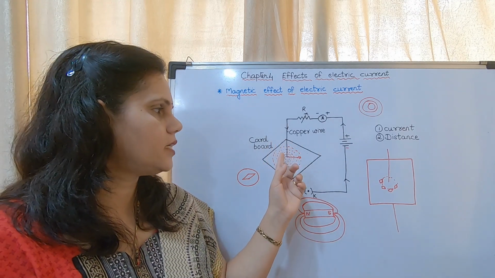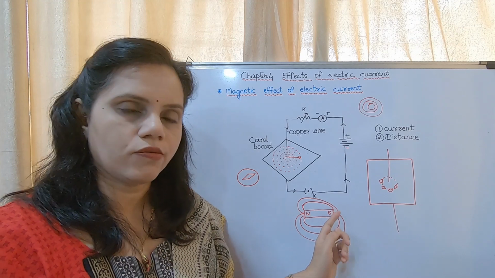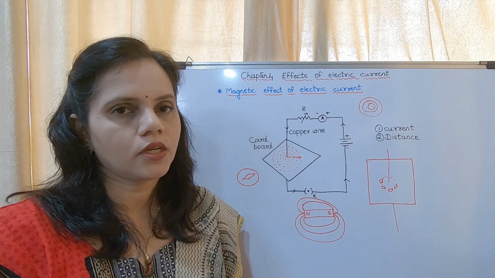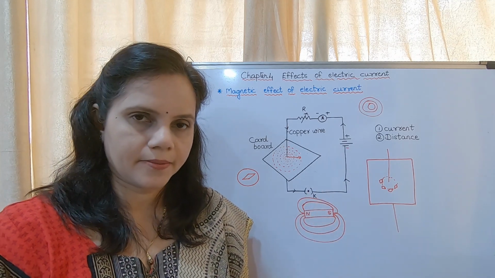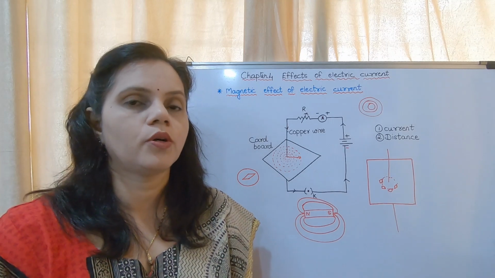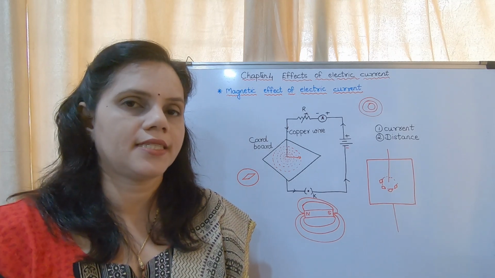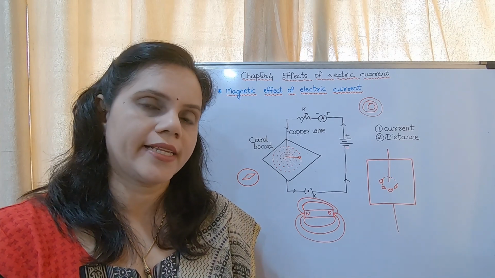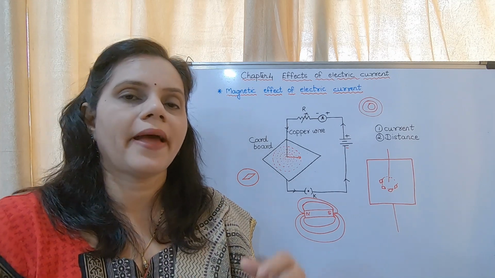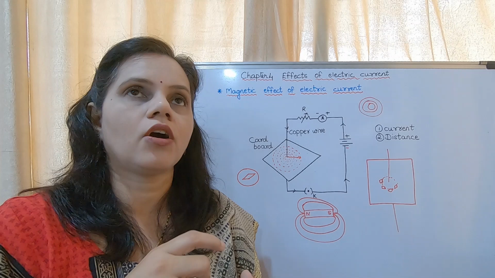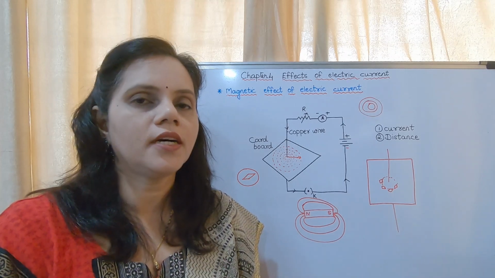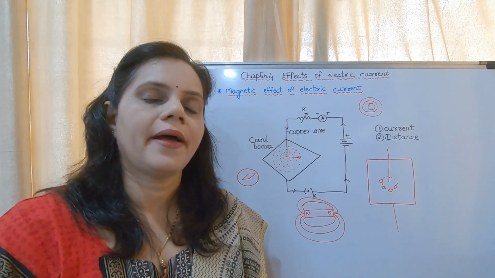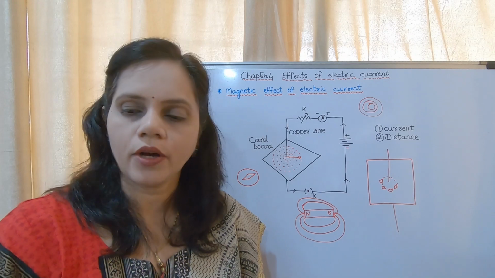Now, we have to note that the direction of magnetic lines of force is always from north to south. The magnet, when it comes to rest, the north pole of the magnet comes to rest towards the south pole of the earth, and the south pole of the magnet comes to rest towards the north pole of the earth. That we don't have in the syllabus, but we have to just know that the magnetic lines of force are always from north to south.